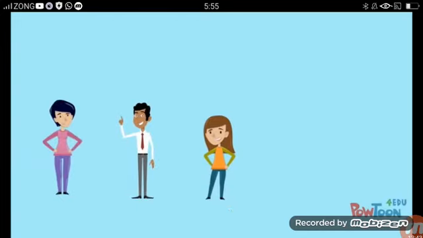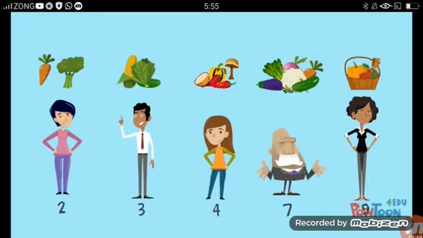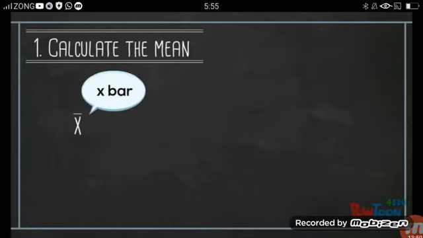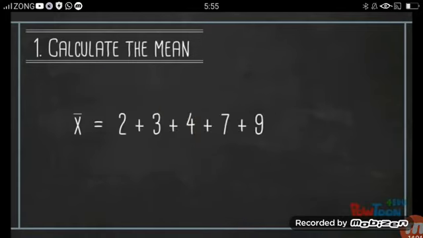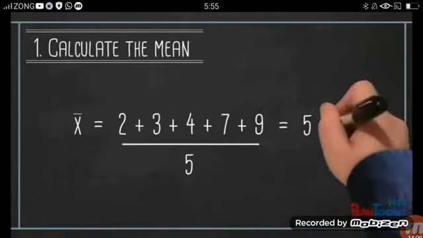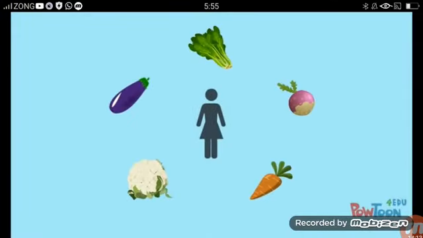We're going to use an example involving the number of vegetables 5 of our friends have in their fridges. They have 2, 3, 4, 7, and 9 vegetables. To calculate the standard deviation, the first step is to calculate the mean of the data set, denoted by x with a line over it, also called x bar. In this case, the mean would be 2 plus 3 plus 4 plus 7 plus 9 divided by 5, which equals 5. Our average friend has 5 vegetables in their fridge.